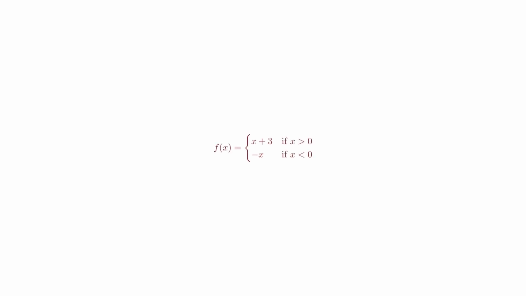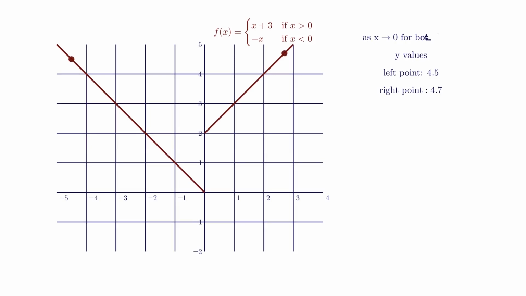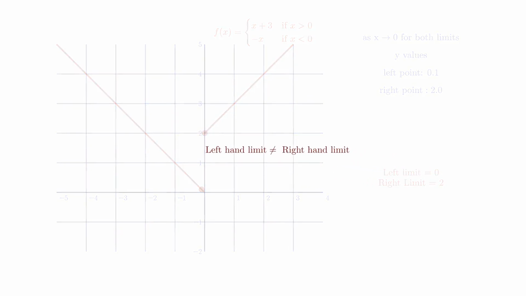Take for example this function. If we look at the left and right hand limits here, we can clearly see that they are not approaching the same value of y. So in short, the left-hand limit is not equal to the right-hand limit. Whenever this happens, we say the limit does not exist. If the opposite is true, where we have the left-hand limit equating to the right-hand limit, we say that the limit exists.